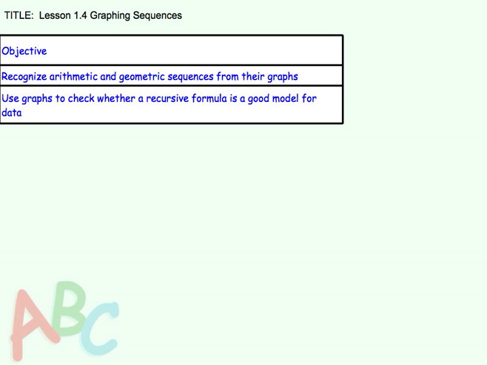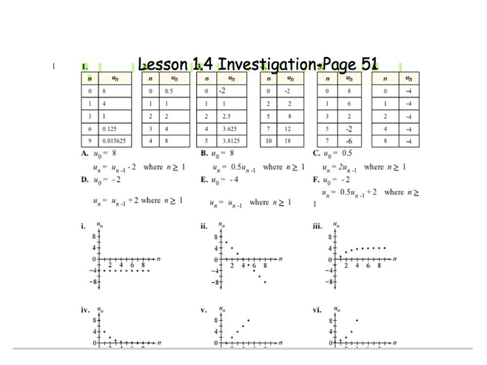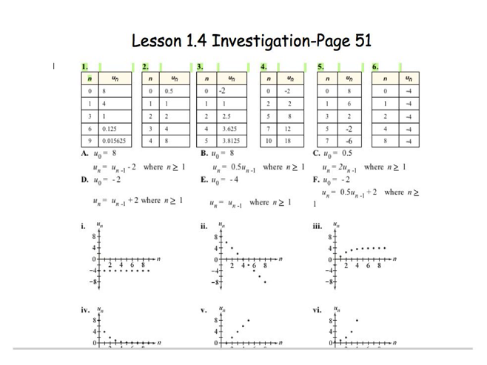So what I want you to do is open your book to lesson 1.4 investigation. It is on page 51 of your book. I want you to pause this video and look at these. Okay, I want you to actually do the investigation. What you have here are 6 different tables, 6 different recursive formulas, and 6 different graphs. Again, I want you to pause right now and try this. And then as soon as you're done matching them, press play again.